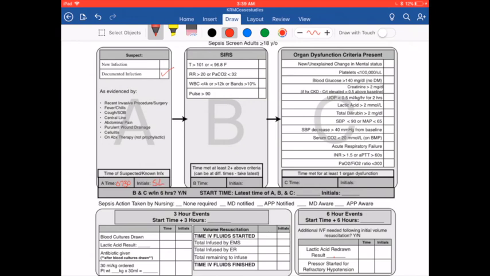So again, moving on to the SIRS criteria. This patient essentially met all 4 criteria. Temperature was 101, respiratory rate was 20, white cell count was 13, and the pulse was 102. So once again, met all 4. SIRS is positive when you've met 2 or more of these criteria.